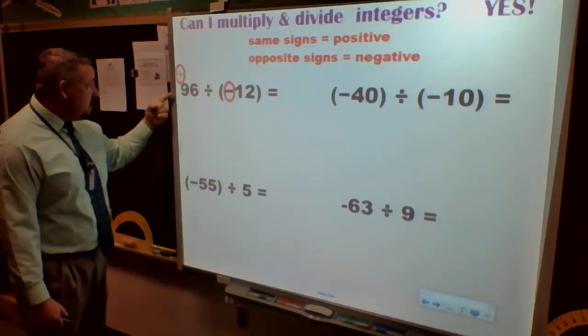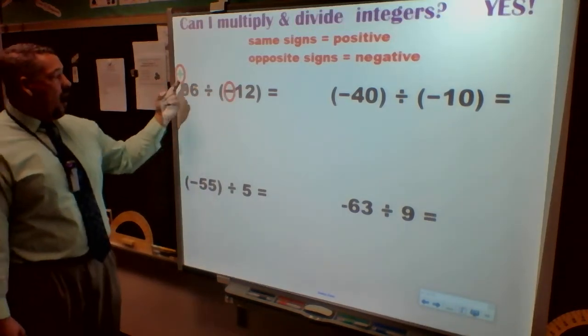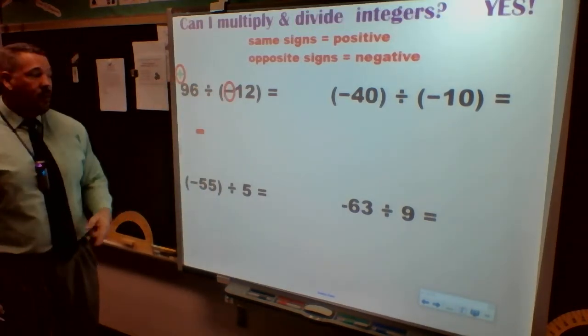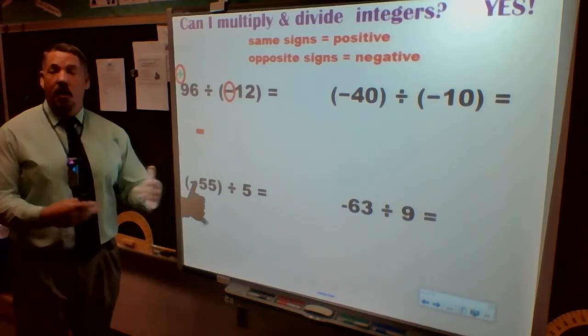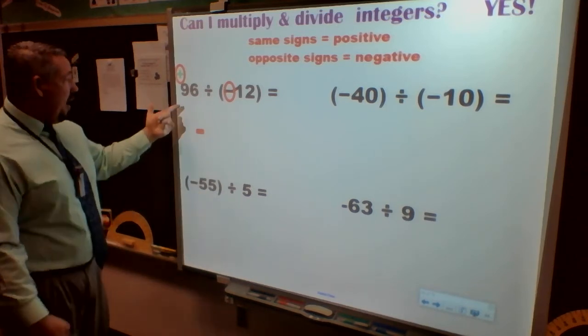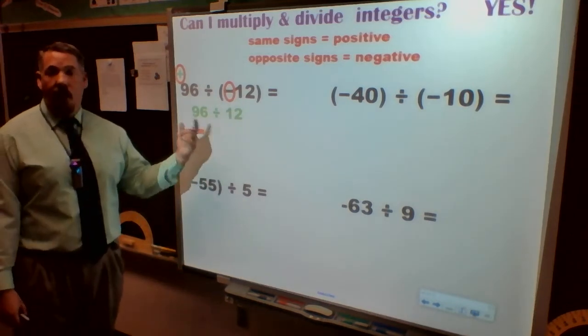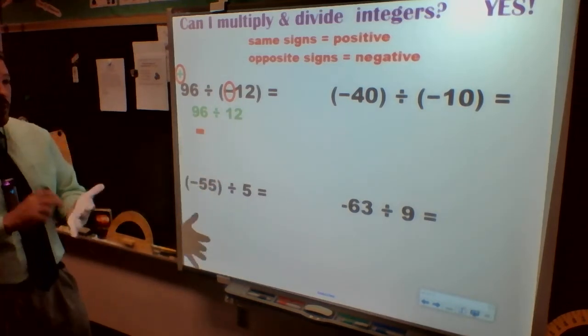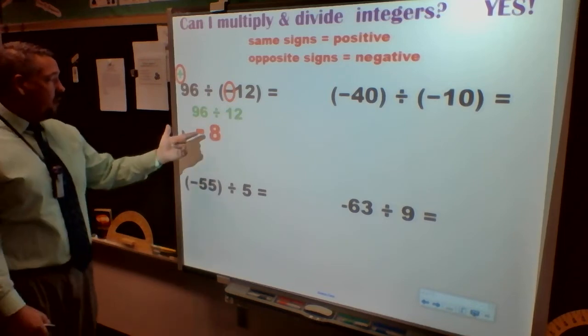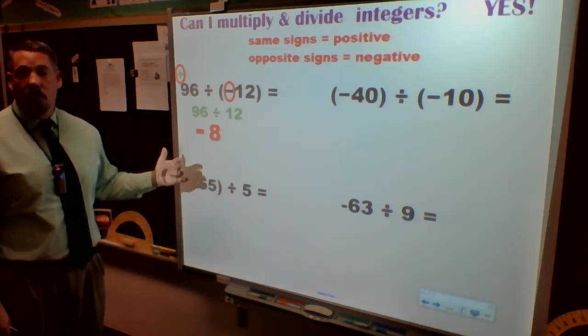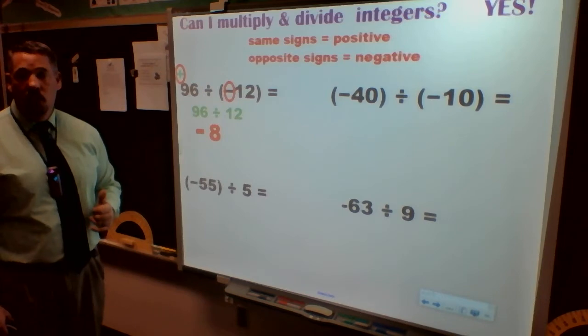I have a positive and a negative. Opposite signs tell me my answer has to be a negative. Then I do my division. 96 divided by 12. I type in my handy dandy calculator after I've set up my problem. 96 divided by 12 equals, and I get 8. So I know my answer is a negative 8.